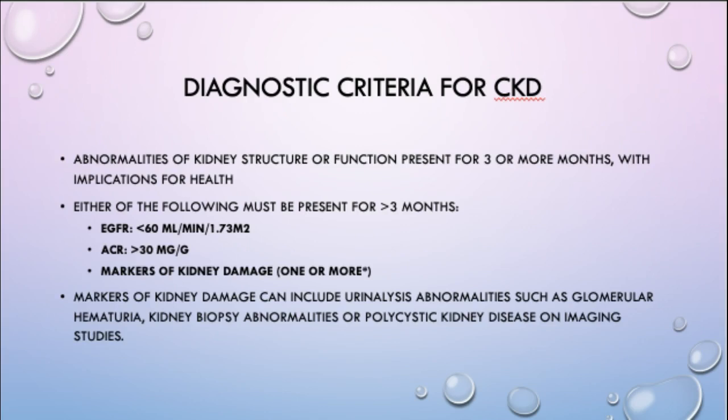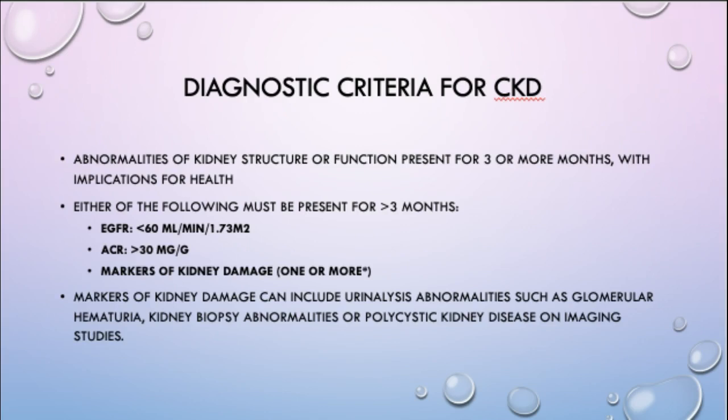So what is the diagnostic criteria for chronic kidney disease? Typically we have to see abnormalities in the kidney structure and/or function, and that has to be present for 3 or more consecutive months. And then we need to see some sort of implication for health.